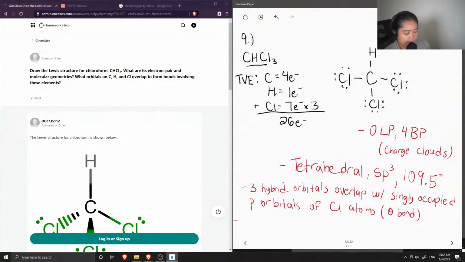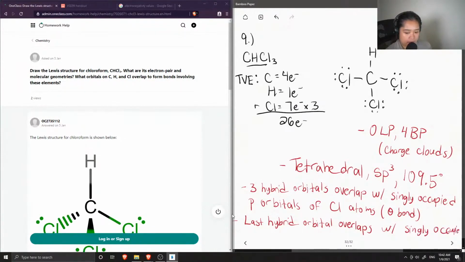And we also have a last hybrid orbital with the hydrogen. The last hybrid orbital overlaps with a singly occupied 1s orbital. So this is the hydrogen, bonding to form another sigma bond.